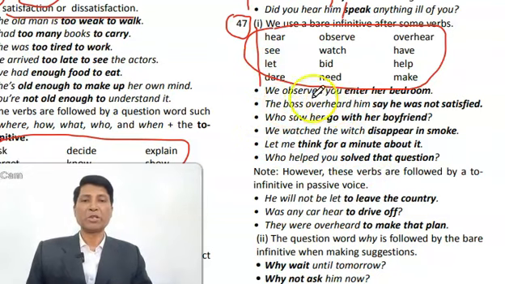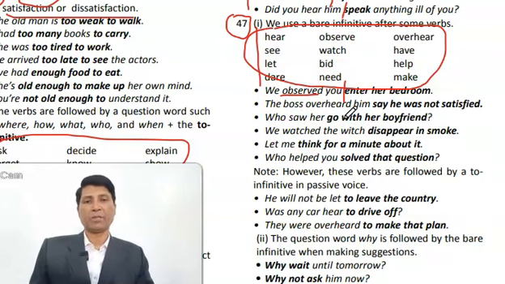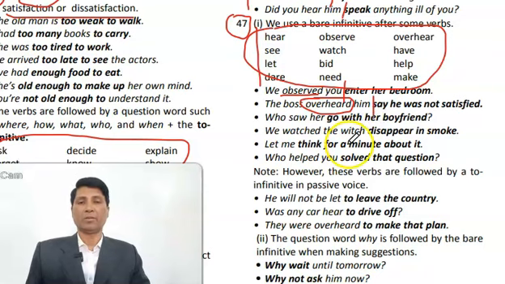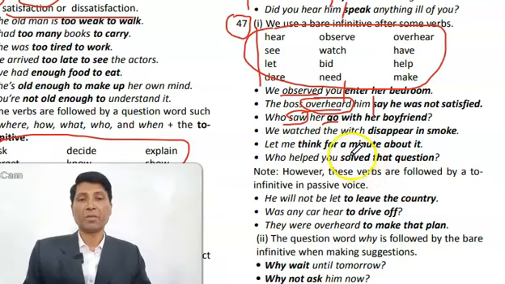We observed you enter the bedroom. So here observe is coming and then the infinitive has been used without to. This is a bare infinitive. The boss overheard him say he was not satisfied. So here, with the verb overheard, there is no to before the basic form. We saw her go with her boyfriend. So the verb saw is followed by a bare infinitive. We watched the witch disappear in smoke. So watch is also followed by an infinitive without to.